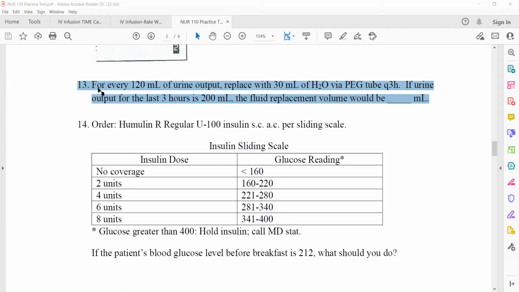For this question, it says for every 120 milliliters of urine output, replace with 30 milliliters of water via the PEG tubing every 3 hours. If the urine output for the last 3 hours is 200 milliliters, the fluid replacement volume would be what? So let me show you how I would set these up.